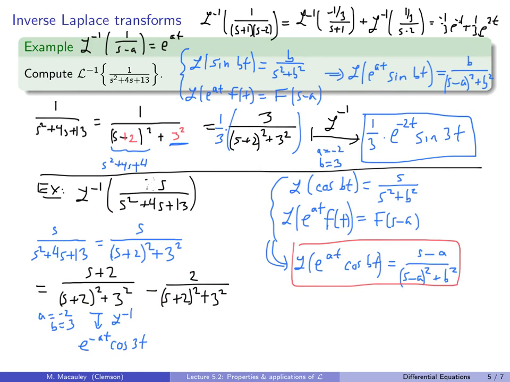So let's do that. Again, this thing is not quite what we need. We need to put it in the form we have up here. So we need this b and that b to be the same. So that needs to be a 3 and not a 2. Remember, what I do is I always write down what we need, not what we have. What we need is this plus 3 squared.